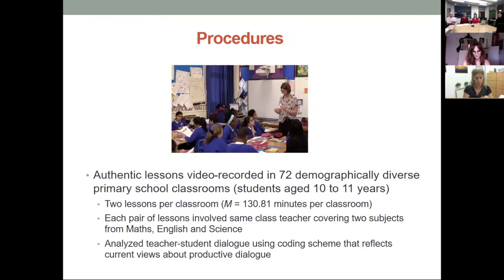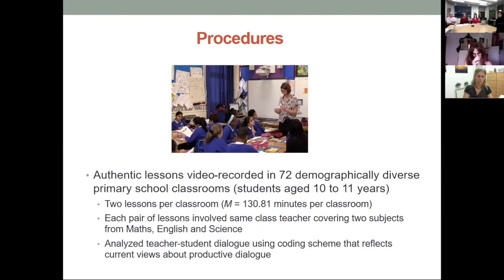The study used very, very straightforward procedures. As I mentioned already, it was a fairly large-scale study. We had 72 classrooms. We recorded each classroom twice. We recorded the classrooms doing 2 different academic subjects, and we got quite a substantial amount of data from each classroom. We got about 130 minutes of recordings from the classrooms. And our classrooms couldn't have been more diverse in terms of socio-economic background, ethnicity, and so on, within the context of England where the study took place.